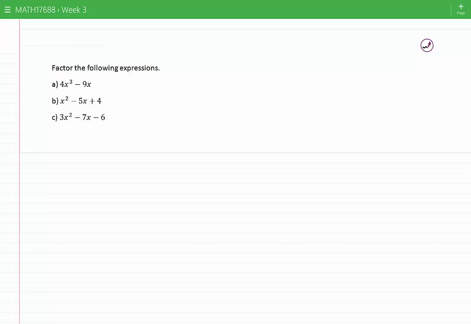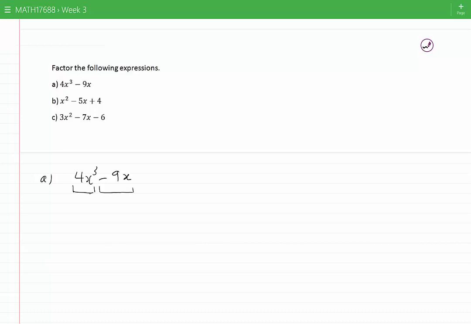Factor the following expressions. We start with part A, which says 4x cubed minus 9x. This expression has two terms. One term is 4x cubed. The other term is minus 9x.